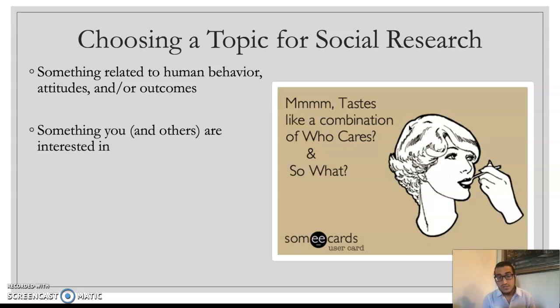So your social research topic should also be something that you and other people are interested in. As we'll talk about in this presentation today, research is an extremely time-consuming process. Oftentimes, sociologists will work on research projects for several months, up to several years, even decades of your life will be dedicated to conducting research. So it's important that you have a vested interest in the topic that you're studying.